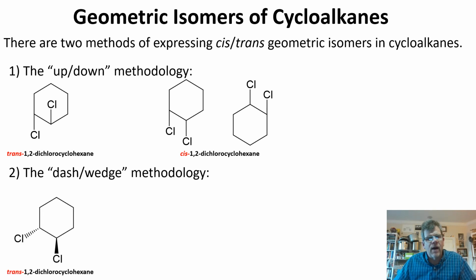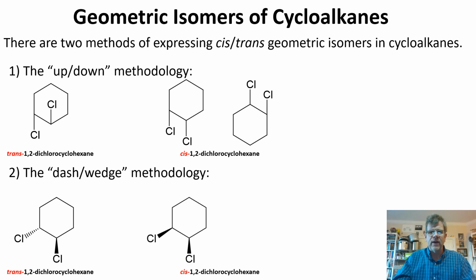This would be a way of showing trans 1,2-dichlorocyclohexane using the dash-wedge methodology. Notice both those chloro groups are on adjacent carbons. That satisfies the 1,2. But here we have one wedged, which means it's toward us, and one dashed means it's away. That implies that one of those chloro groups is disposed to one side of the ring, and the other chloro group is disposed to the other side of the ring. It doesn't matter, for our purposes, which one is wedged and which one is dashed. It's just that one is wedged and one is dashed.